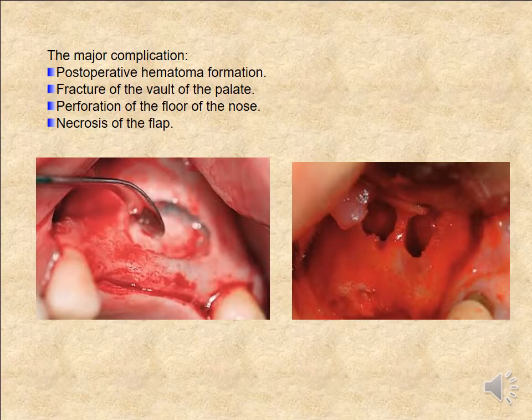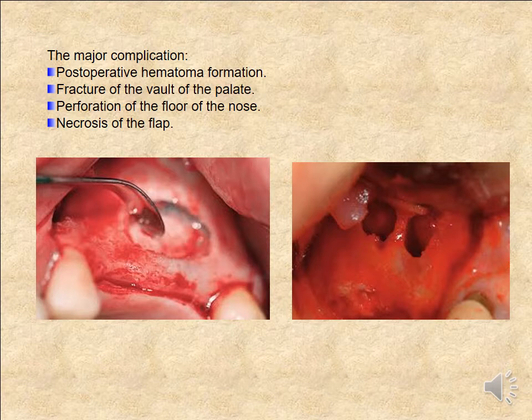The major complication after removal of the maxillary tori is, first, post-operative hematoma formation, if the mucosa is not given support by putting a periodontal pack, or an acrylic plate over the area where the tori were removed, to prevent any bleeding and formation of hematoma beneath. This can lead to removal of the suture and then failure of the operation.